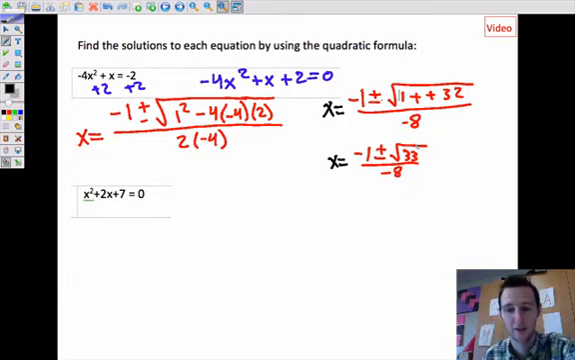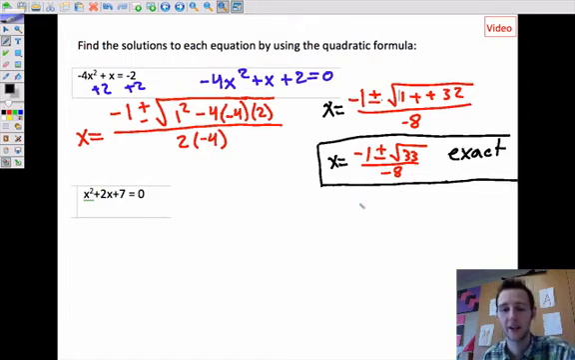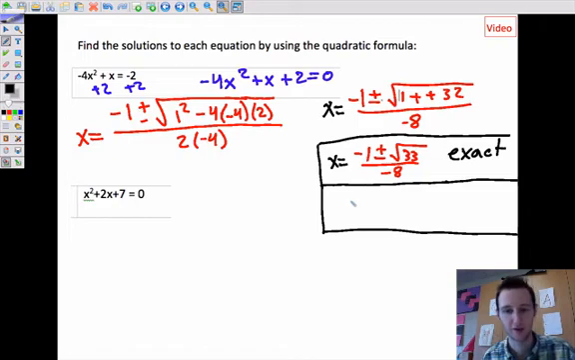This looks really long and confusing, and you're like, I have no idea what that number even is, if you try to think of it as a decimal. We're going to ask you on a test or something to write your answers in 2 different ways. This would be the exact answer. That's the first way that we want you to write your answer. The second, you can do a decimal approximation, so we want both. So the second answer would be if you just go through and find what that is as a decimal.